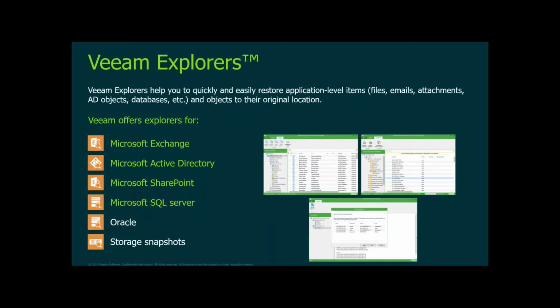So what we're going to be showing today comes as part of Veeam Backup and Replication. You can also use these Explorers independently. What the Veeam Explorers do is help you to quickly and easily restore those granular items. So those application level items, including emails, attachments, files, contacts, objects in Active Directory, OUs, databases, so on and so forth, config DBs for SharePoint. You can do it all, and you can put them back to their original location.